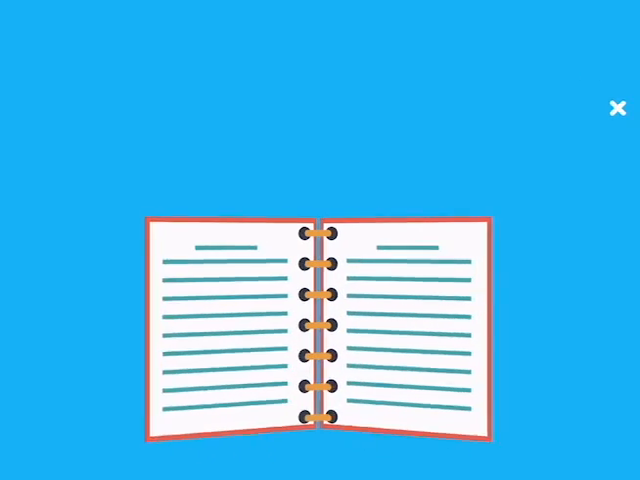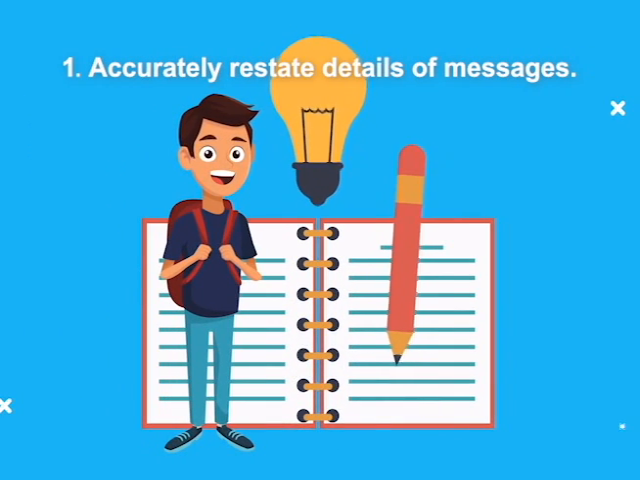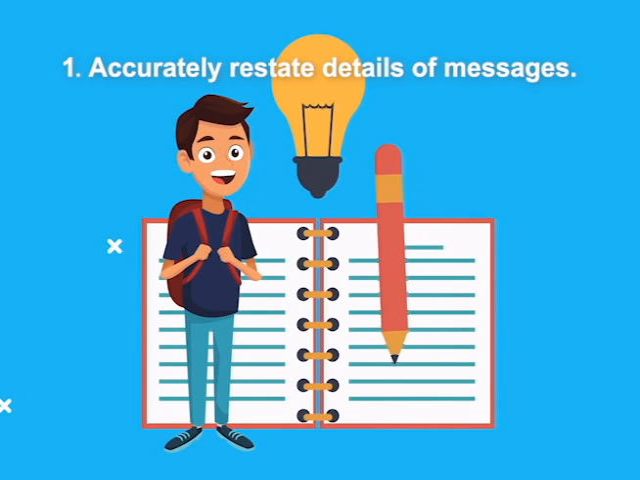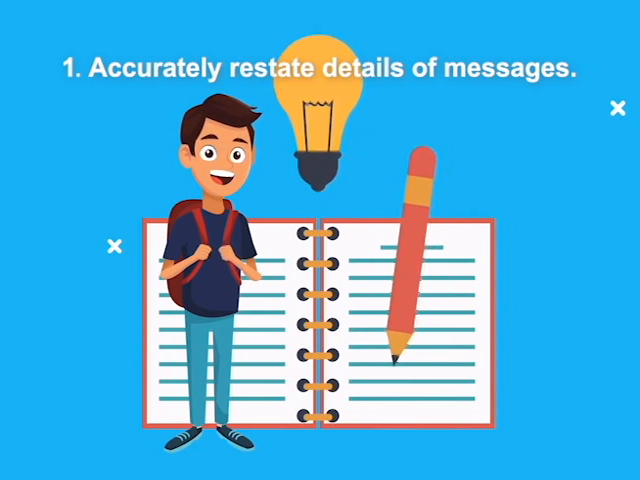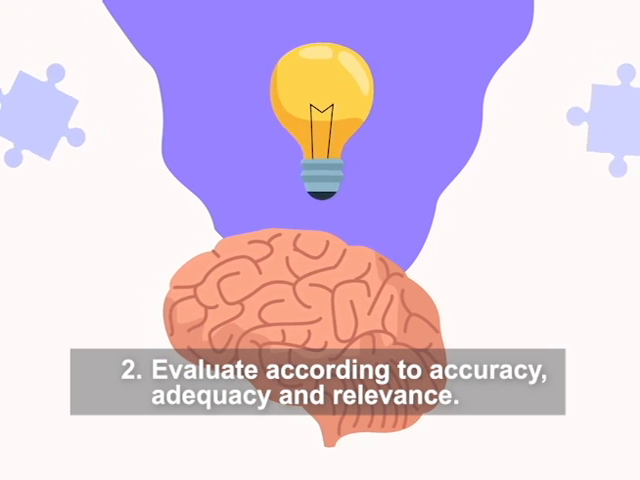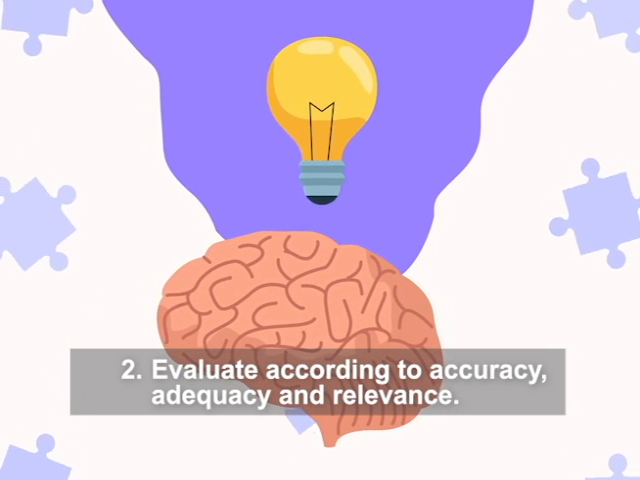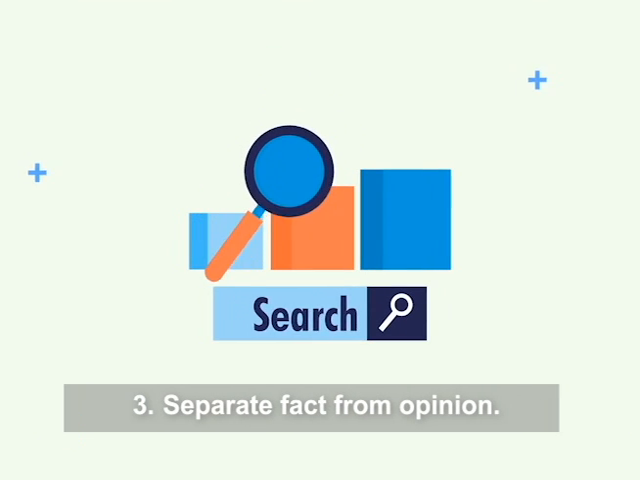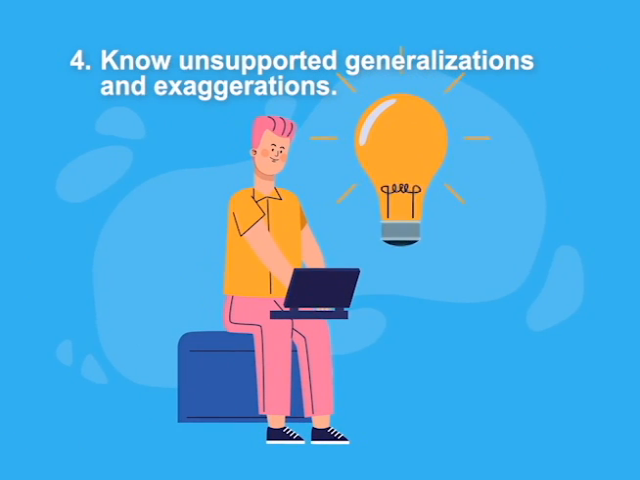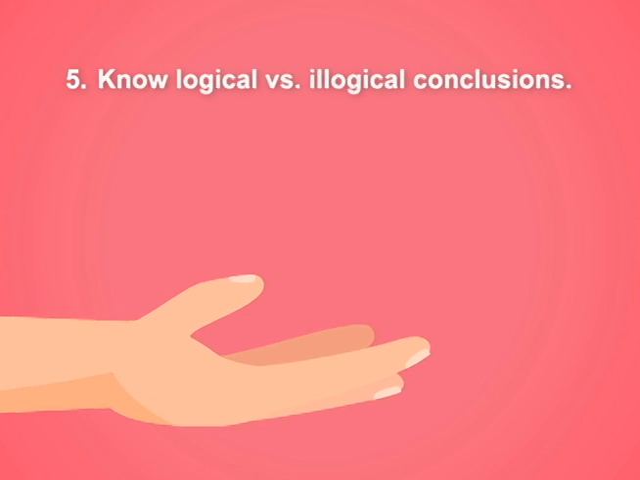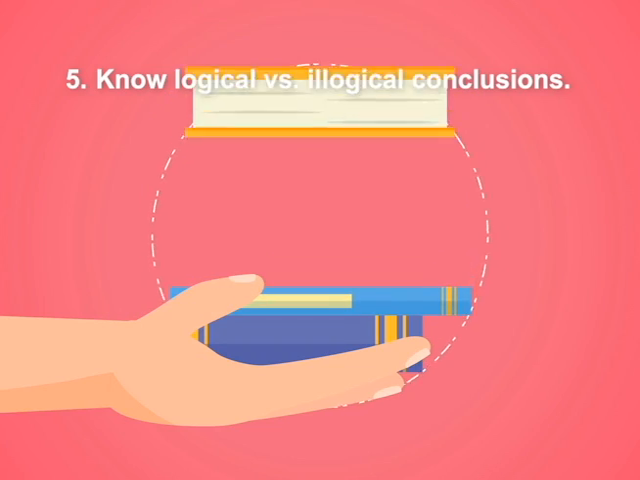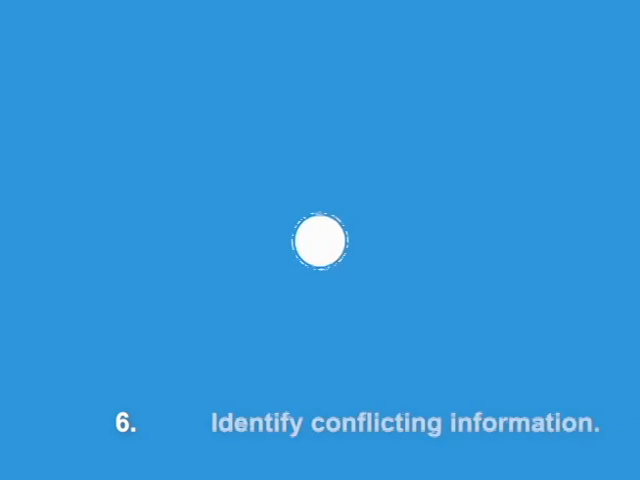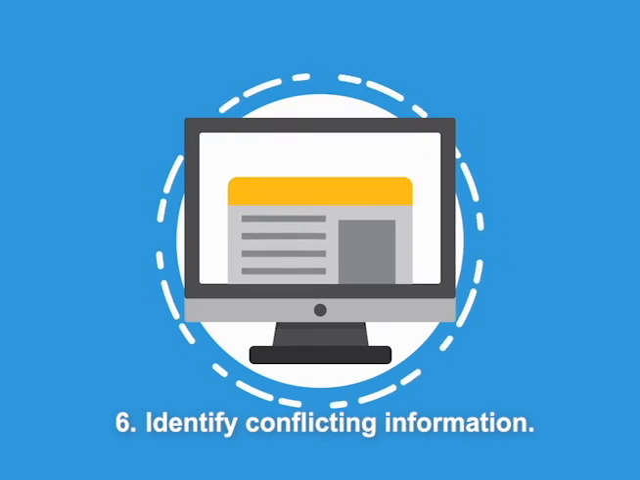Congratulations on finishing this module. By now, you should know how to, number 1, accurately restate details of messages, commentaries, or announcements heard. Number 2, evaluate messages according to accuracy, adequacy, and relevance. Number 3, separate fact from opinion in anything you hear. Number 4, know unsupported generalizations and exaggerations. Number 5, know whether conclusions are logical or illogical. Number 6, identify conflicting information.